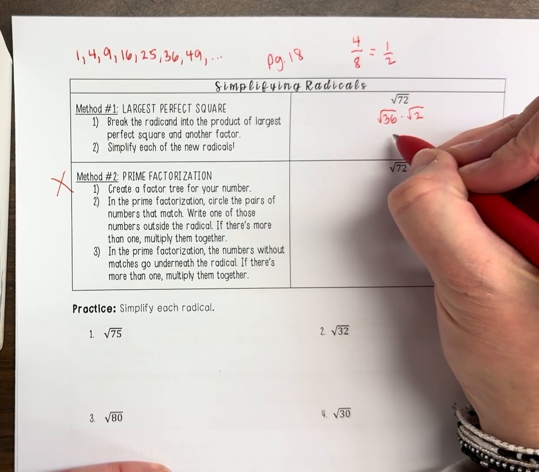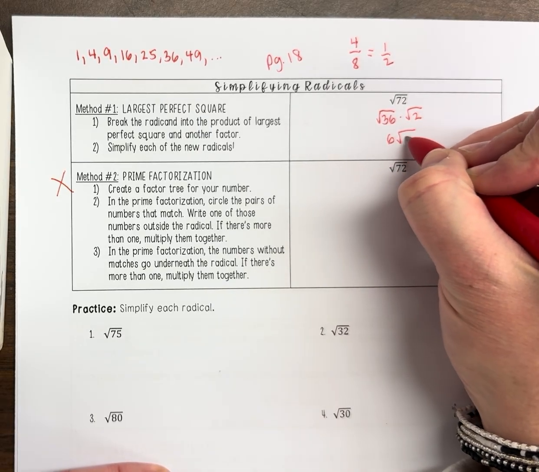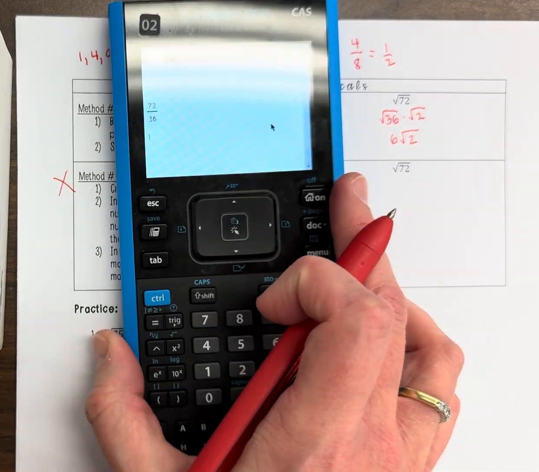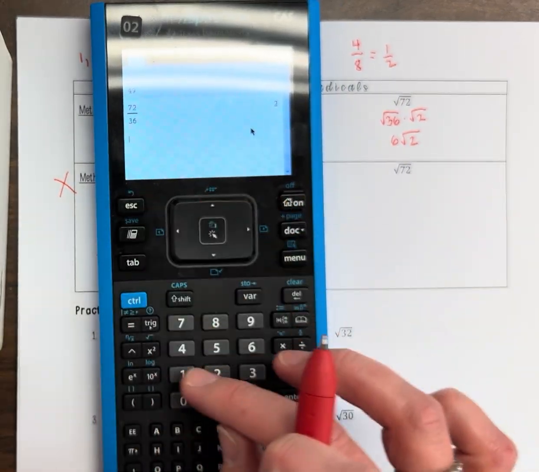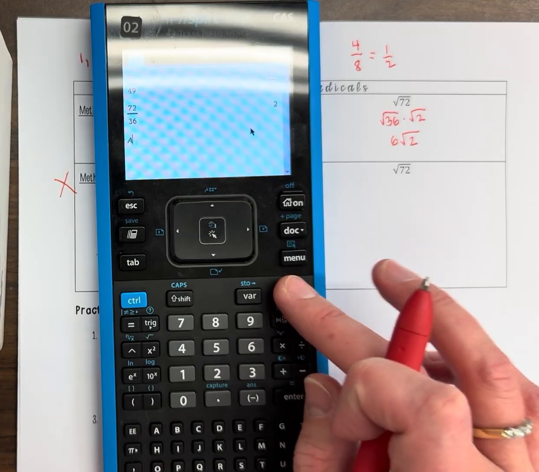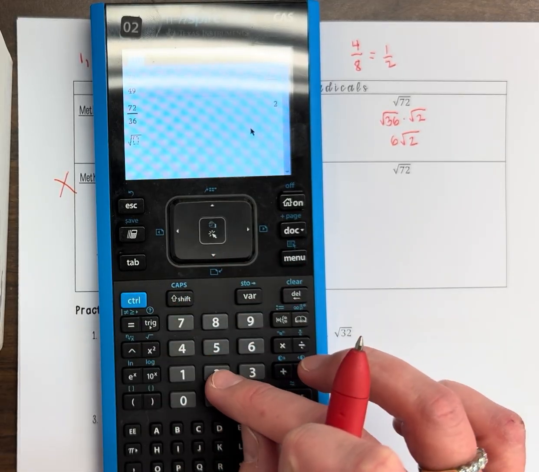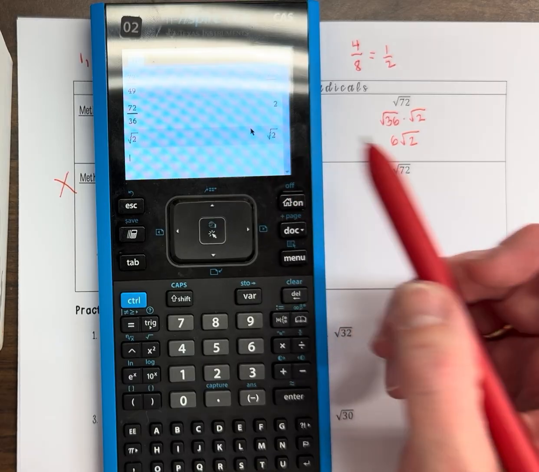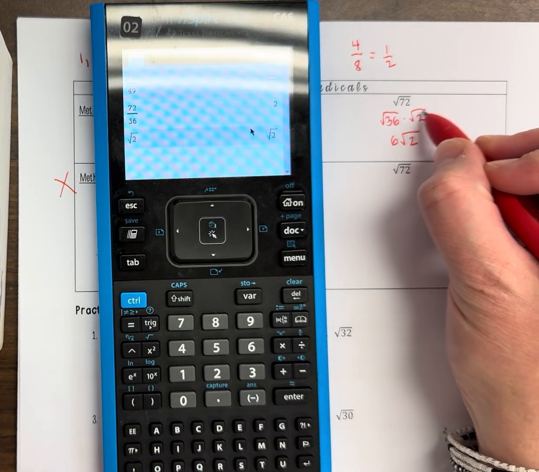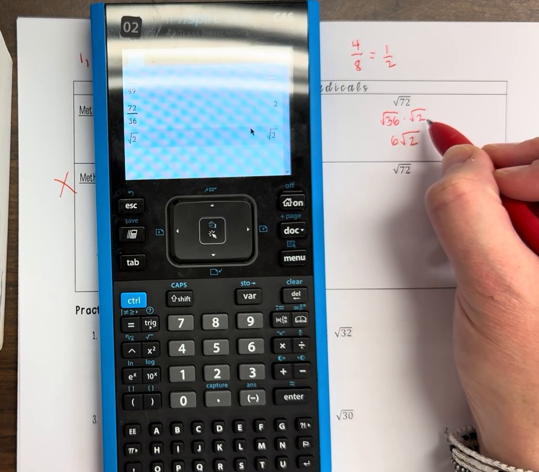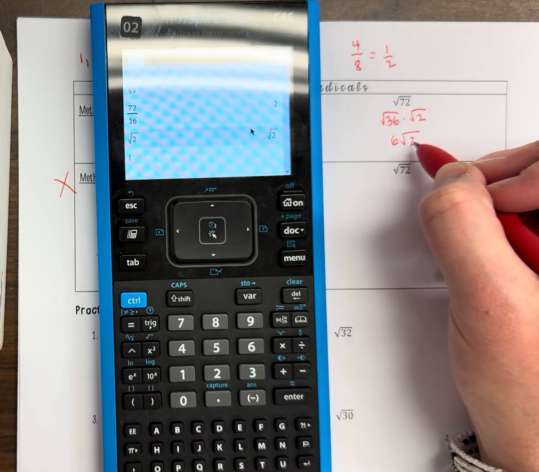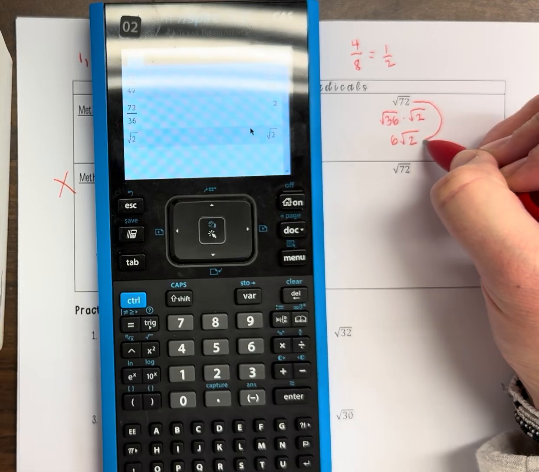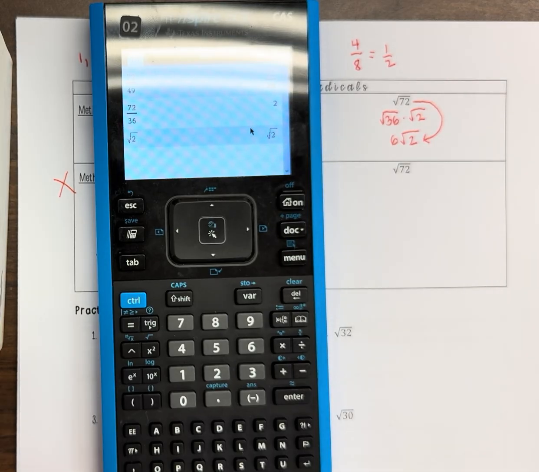The square root of 36 is 6, and the square root of 2 is not a perfect square. If I tried to type in the square root of 2 on my calculator, it just stays square root of 2. I can't do anything with that. I don't know what the square root of 2 is. There isn't a number that when I square it, I get 2, so I'm just going to leave that alone. So the square root of 72 is the same thing as 6 radical 2.